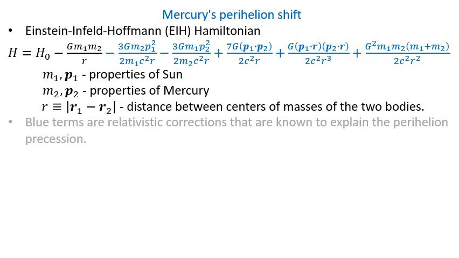This shift can be explained by the so-called Einstein-Infeld-Hoffmann Hamiltonian. The additional relativistic corrections are shown in blue. Originally, these corrections were derived in a certain approximation from Einstein equations of general relativity, but we will incorporate this Hamiltonian in our theory without mentioning its origins.